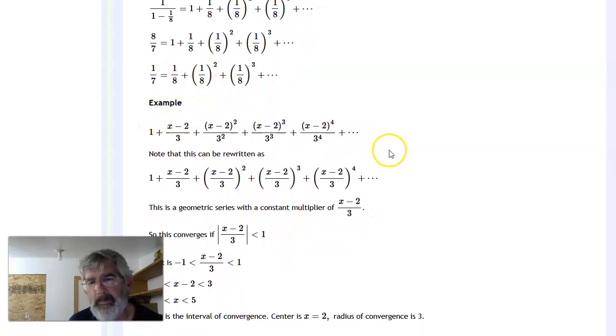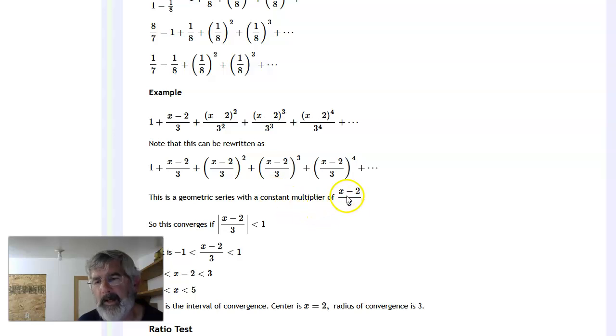So here's a Taylor series, and I'm not telling you what function it comes from, but we ought to be able to figure out what its interval of convergence is. Because it turns out this is a geometric series. I can rewrite it like this: 1 plus (x minus 2)/3 plus ((x minus 2)/3) squared plus ((x minus 2)/3) cubed. So the multiplier, the thing that's getting multiplied by each term to get to the next one, is (x minus 2)/3. Geometric series with a constant multiplier, (x minus 2)/3.